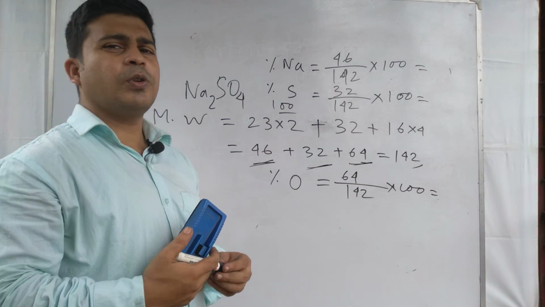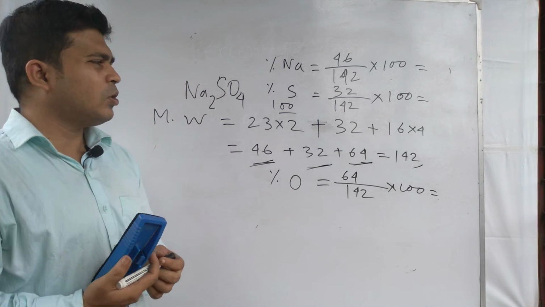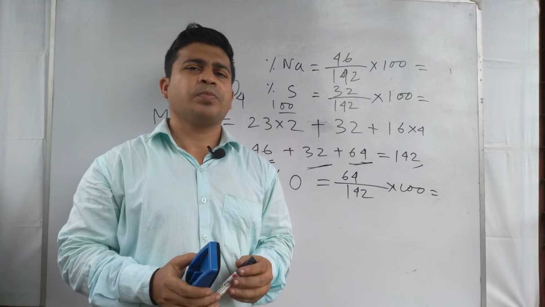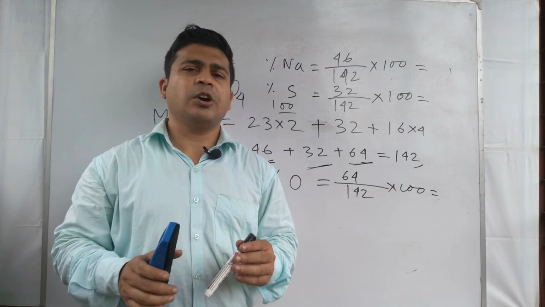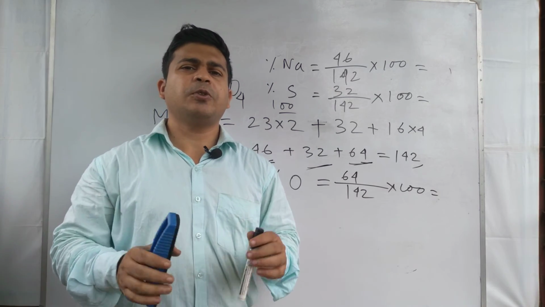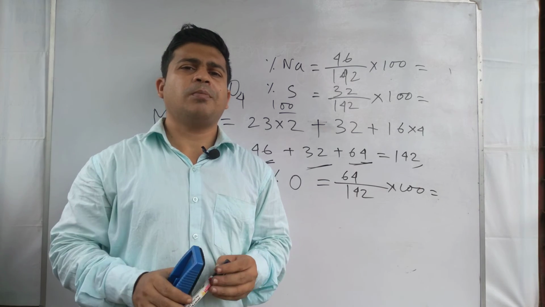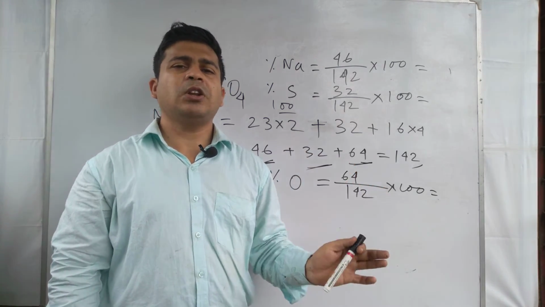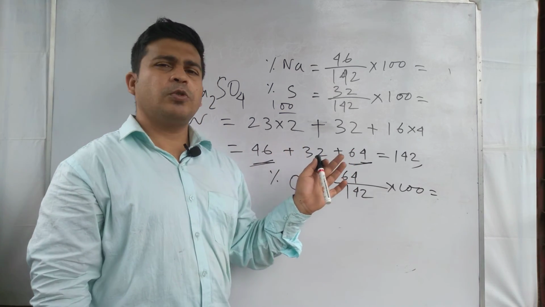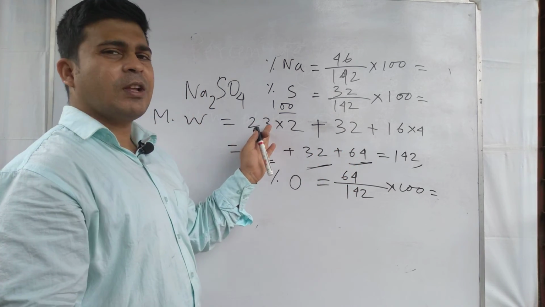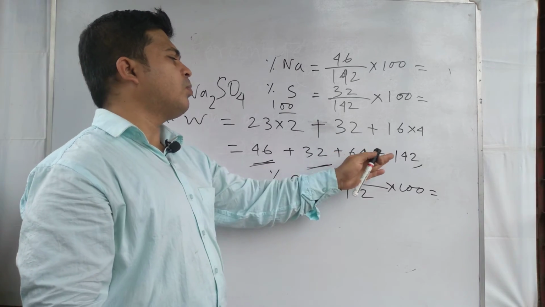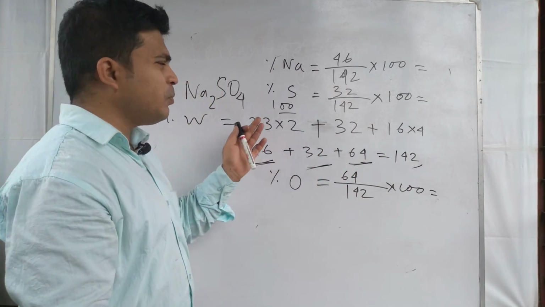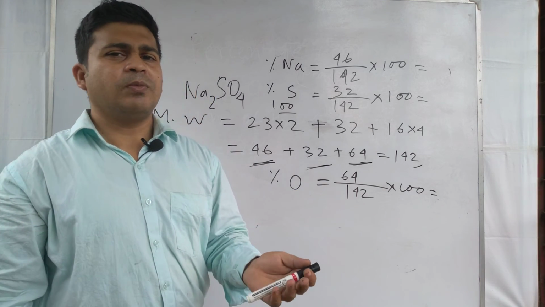So in this way you can calculate the percentage composition of each element present in a compound or molecule. The first step is to calculate the molecular mass of the compound or molecule. Then for the percentage of each element, you place the weight of the element present in the compound divided by its molecular weight into 100, and in this way the percentage of each element can be calculated very simply.